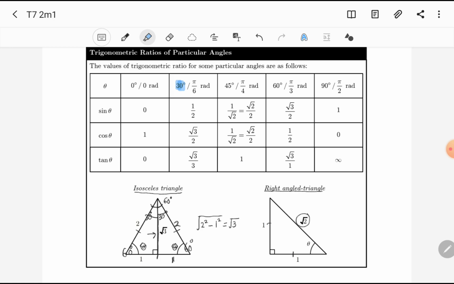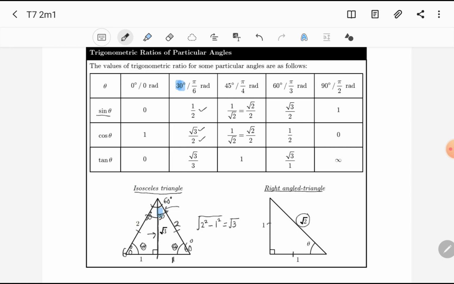Okay, 30 degrees. So mata awak dekat mana? Dekat 30 degrees. Okay. Sin. Okay. Ratio yang pertama dia sin. So sin 30 degrees. Okay, mata awak dekat 30 ni, kat sini. Sin 30 will be 1, opposite, divide by hypotenuse. So we will get 1/2. Okay, next. Cos 30. Cos is adjacent, which is root 3 divide by hypotenuse. Divide by 2.